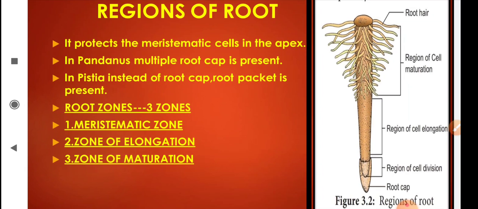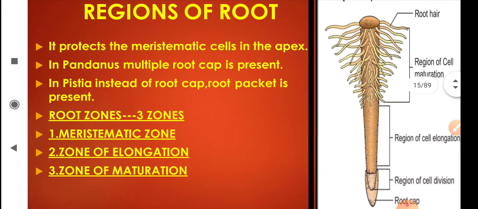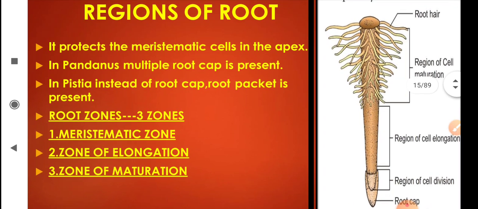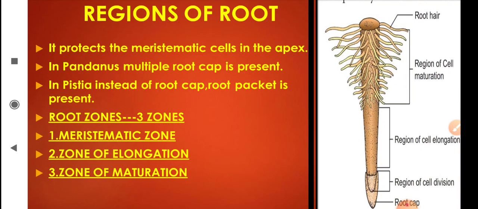Regions of roots. The root cap protects the meristematic cells in the apex. In Pandanus, multiple root caps are present. In Pistia, instead of a root cap, a root pocket is present. A root consists of three zones. They are the meristematic zone, zone of elongation, and zone of maturation.